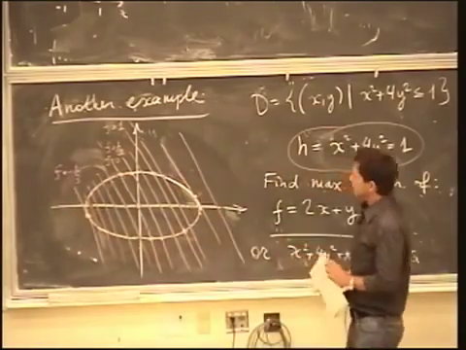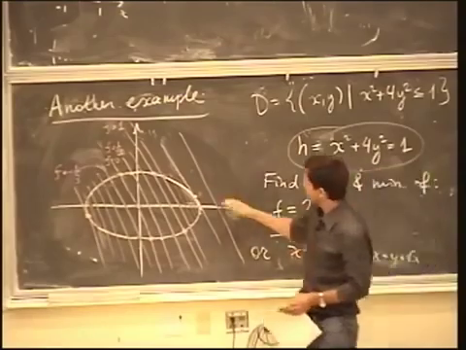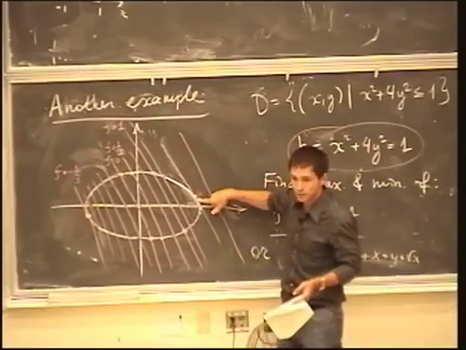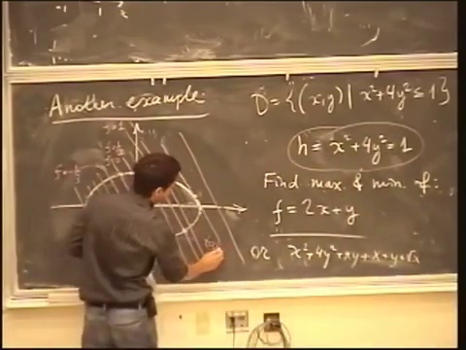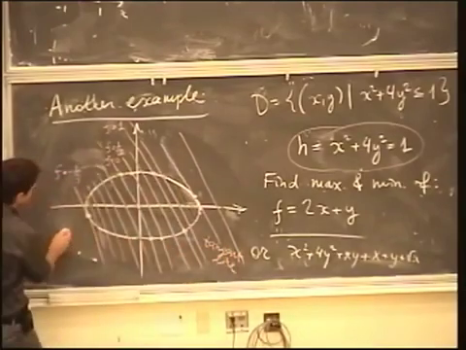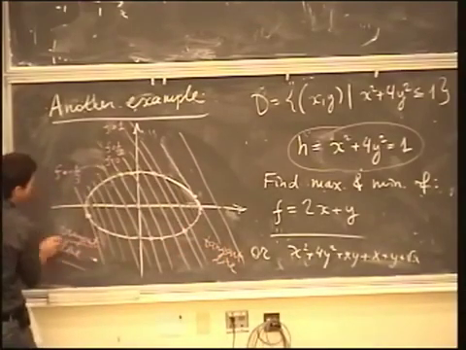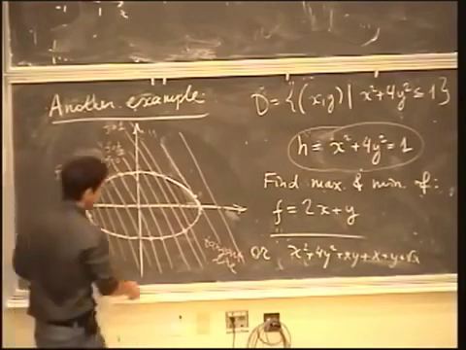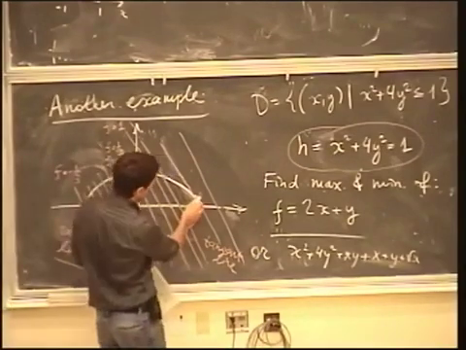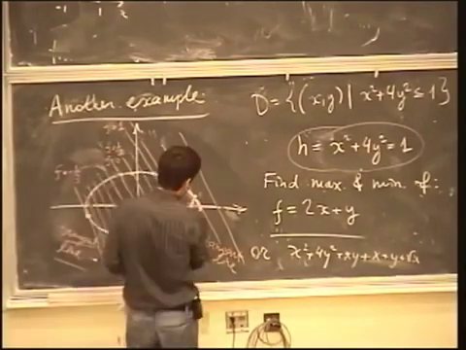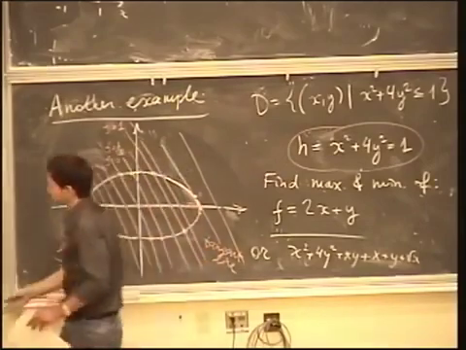So what are these special points? Well, now we know enough about level curves and things like that to realize that these are precisely the points where this line is tangent to this level curve. Right? So this is the case when this is a tangent line. And likewise, this is the case where this is a tangent line. Okay? And what does it mean that this is a tangent line? It means that the normal vector to this level curve is proportional to the normal vector of this line. Right?